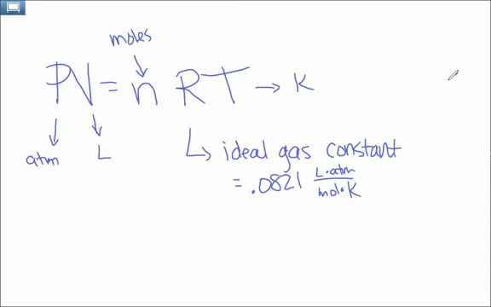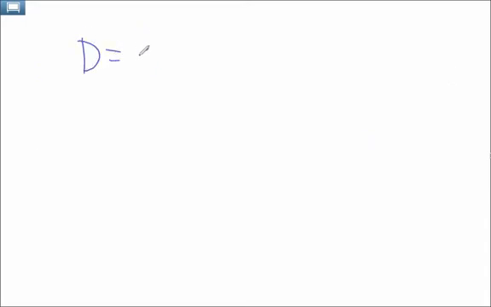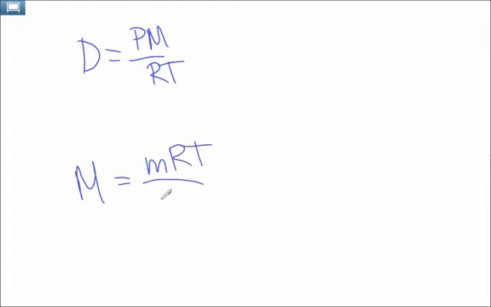Okay, density and molar mass. We had those two equations. Density was PM over RT, and molar mass was little m RT over PV. What's big M stand for? Molar mass. And little m was just mass. Like if they say you have 2 grams of this gas, what's the molar mass? That would be the mass part, the 2 grams.